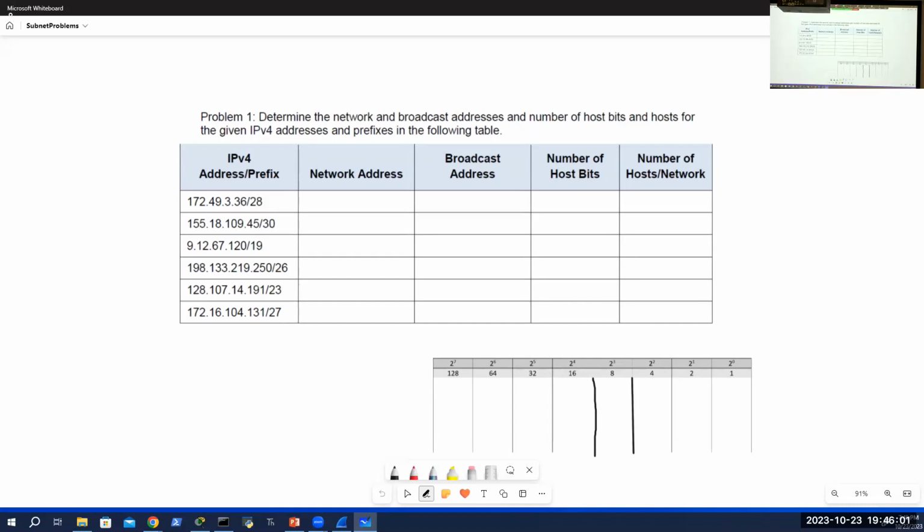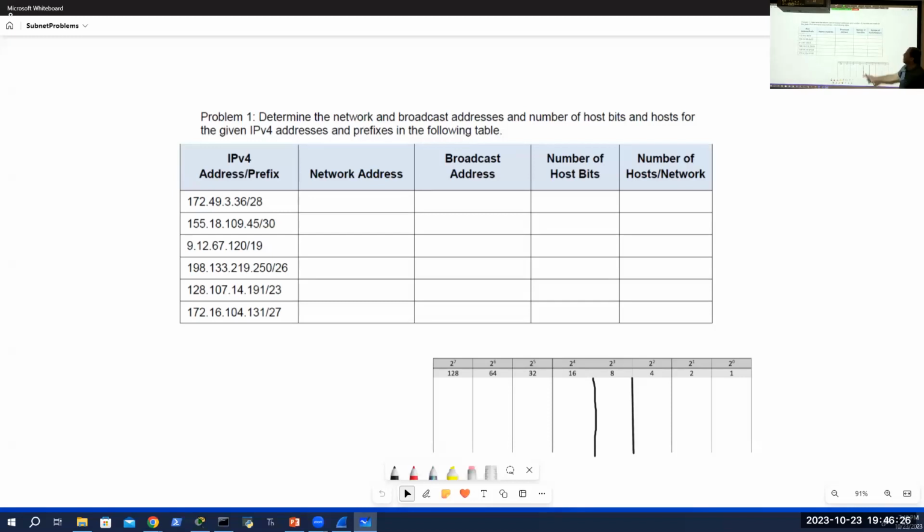Okay, so the important thing here is the /28, because it doesn't really matter what this number is, because most of the answers will be close to the same thing no matter what you've got here. The /28 is what's key.